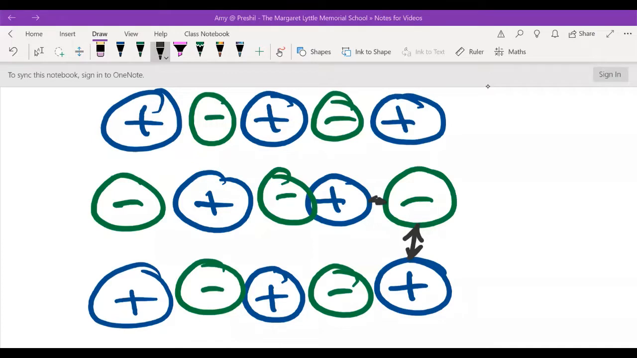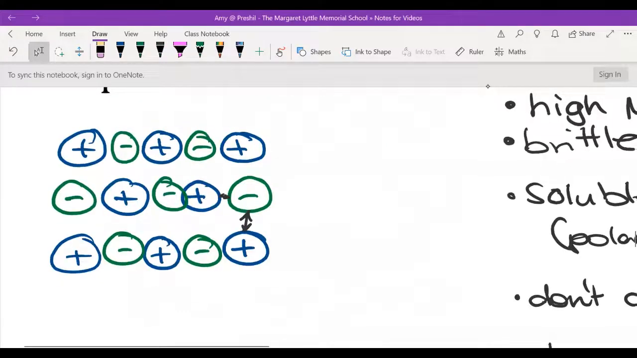So sodium chloride has a melting point of 801 degrees C, according to Google. And that is because of the incredibly strong attractions between the positive and negative charges in my lattice.